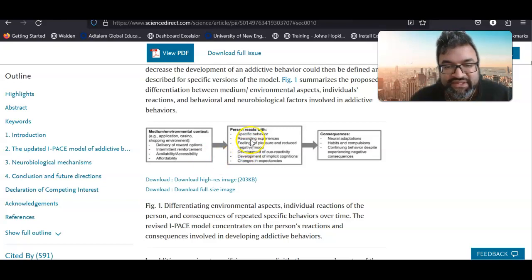Person reacts with specific behavior, rewarding experiences, feelings of pleasure, and reduced negative mood, development of cue reactivity, development of implicit cognitions, changes in expectancies. And the consequences in neural adaptations, habits and compulsions, continuing behavior, despite experiencing negative consequences. So that is model 1.